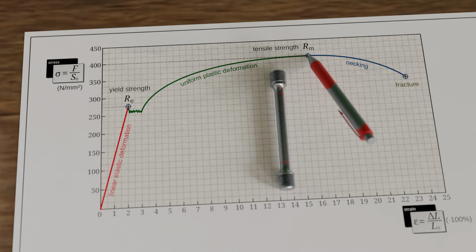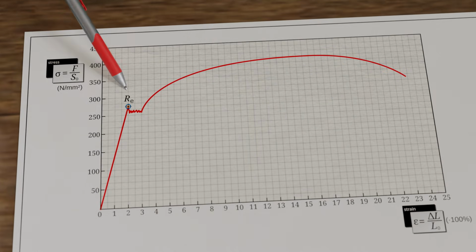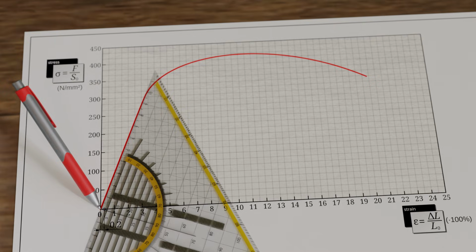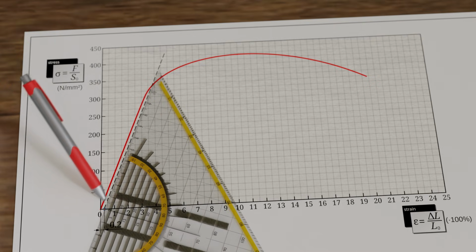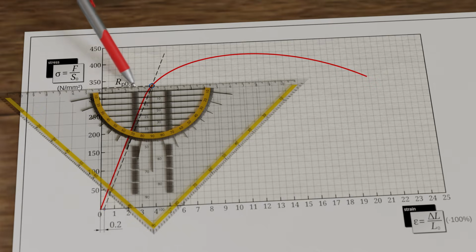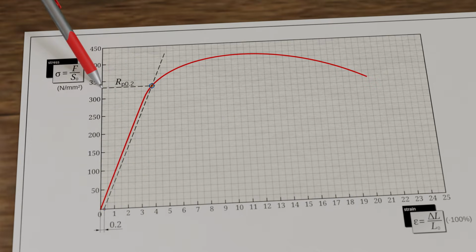For materials without a distinct yield point, the stress-strain curve transitions smoothly from the elastic to the plastic region. In this case, the 0.2% offset yield strength is used instead of the yield point. Graphically, this is obtained by drawing a line parallel to the linear elastic region at 0.2% strain. The intersection of this line with the stress-strain curve defines the 0.2% offset yield strength. At this point, the material already has a permanent deformation of 0.2%.